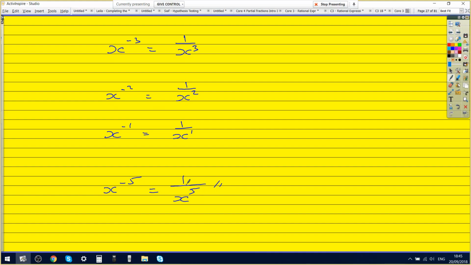Yeah. And so basically, if you have a negative index, you do the reciprocal, 1 over, like we were doing before, and that gets rid of the negative. So x to the minus 5 is 1 over x to the plus 5. It gets rid of the minus.